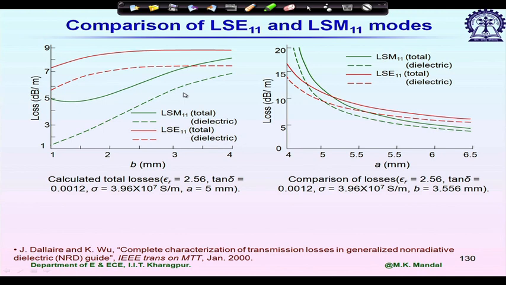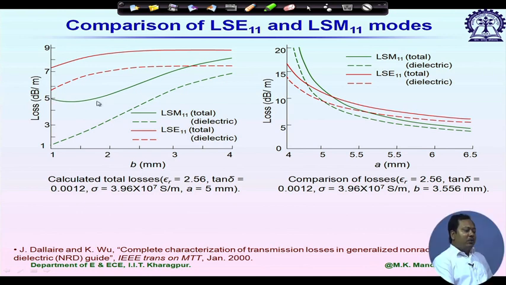Let us compare the losses. For the left hand side, we are using a dielectric slab of epsilon r 2.56 and a plate separation of 5 millimeter. We are plotting total loss and dielectric loss for both longitudinal section magnetic mode and longitudinal section electric mode. As we expect to see, for LSM mode, total loss is lower than that of LSE mode because of conductor loss. Conductor loss is lower for longitudinal section magnetic.